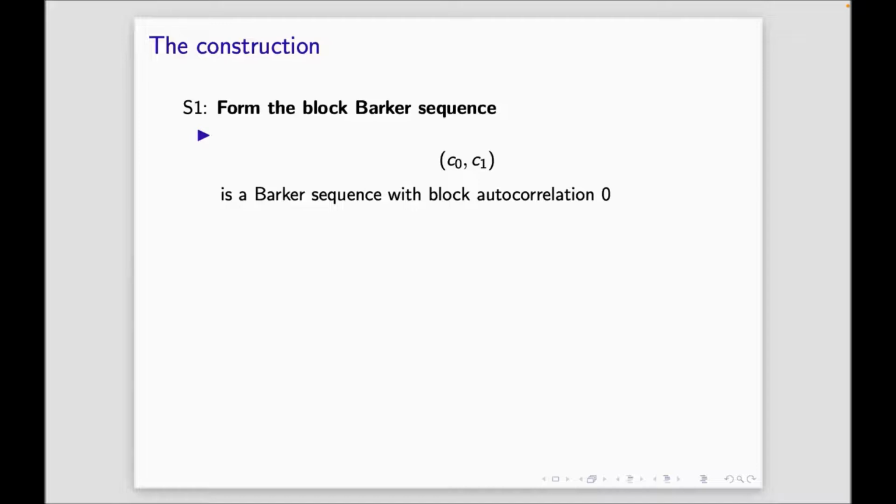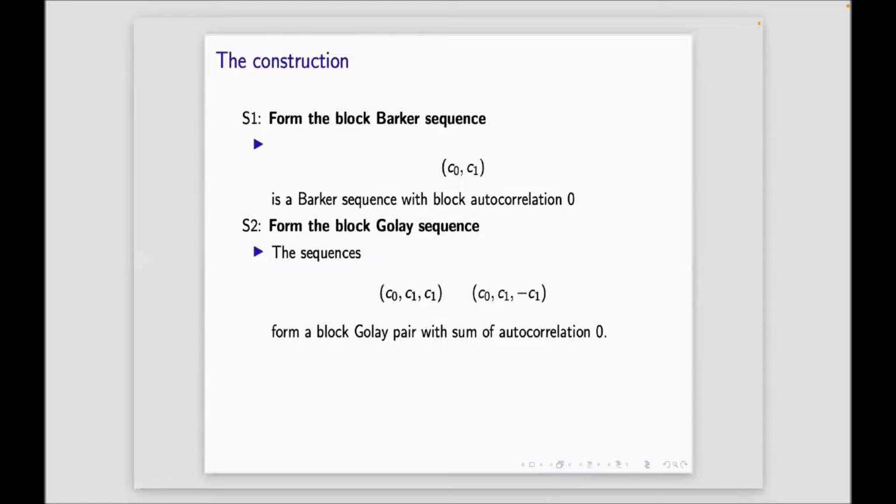So we know that every time you have a Barker sequence, you can always make a Golay sequence. So then in the second stage, we form the block Golay sequence. Namely, I put a C0, I put a C1 on the right and the minus C1 repeated. Now, this is a Golay pair with sum of autocorrelations 0. So if you find the autocorrelation in the 2 sequences, blockwise, you're going to get 0.